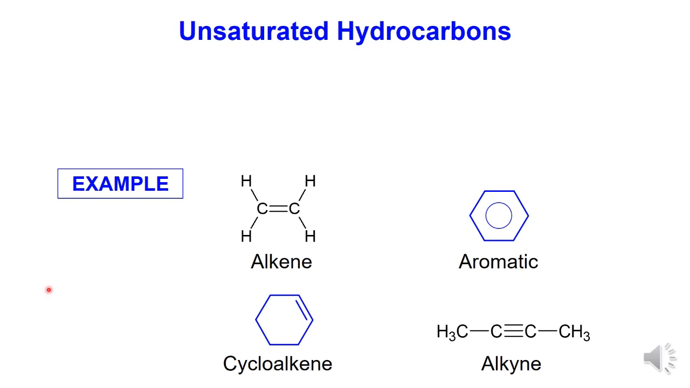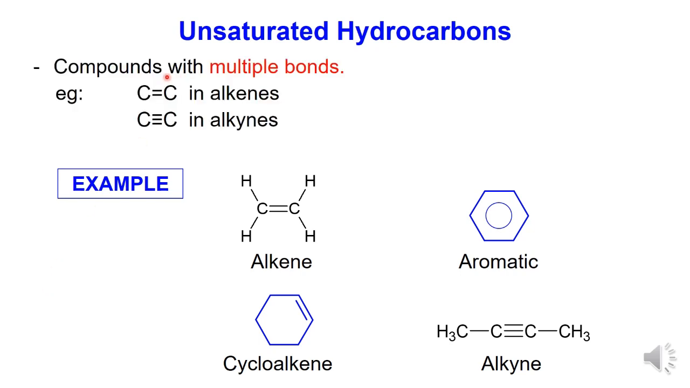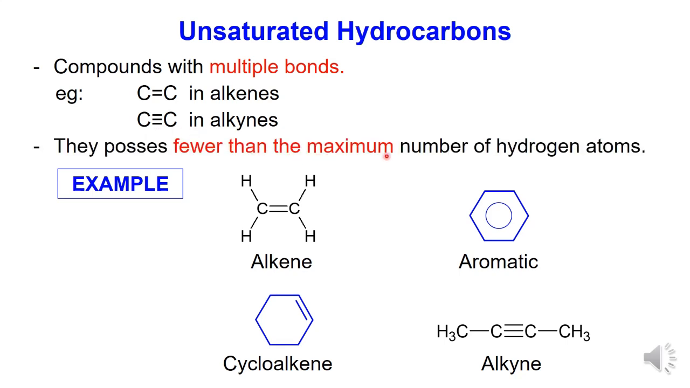Unsaturated hydrocarbon is a compound with multiple bonds. Example, carbon-carbon double bond in alkenes and carbon-carbon triple bond in alkynes. They possess fewer than the maximum number of hydrogen atoms. Example, alkene, which contains a carbon-carbon double bond. Aromatic, which contains carbon-carbon double bonds in the aromatic ring. Cycloalkene, which contains a carbon-carbon double bond in the ring. And alkyne, which contains a carbon-carbon triple bond.